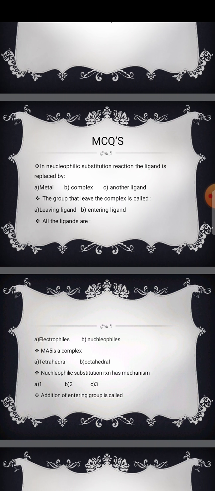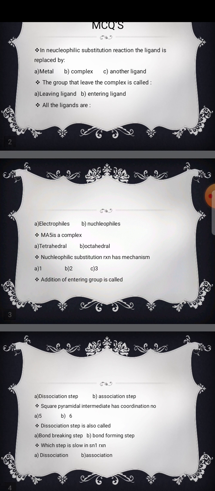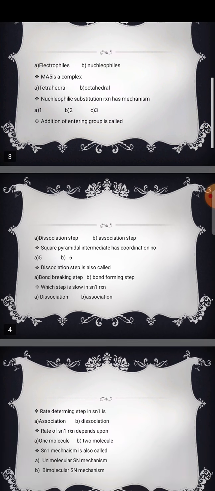Addition of entering group is called dissociation step or association step? This is called the dissociation step. Square pyramidal intermediate has coordination number 5 and 6? The answer is 6. Dissociation step is also called bond breaking step or bond forming step? Answer will be A. Which step is slow in SN1 reaction, dissociation or association? Answer will be A.